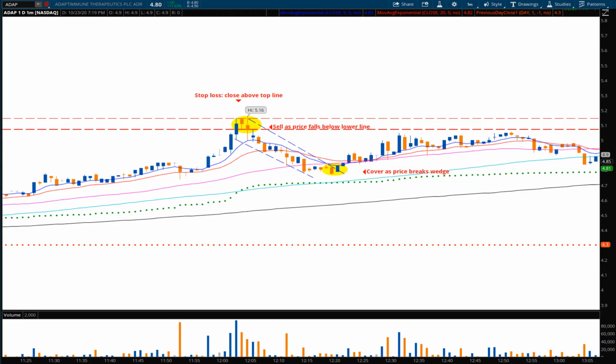So what happens on those tweezer tops is you would typically take a short position as price falls below that second candlestick, that smaller orange candlestick. So you would short as price fails and falls below that base, and then use a candlestick close above the top of those candlesticks together, the two equal tops, as your stop.